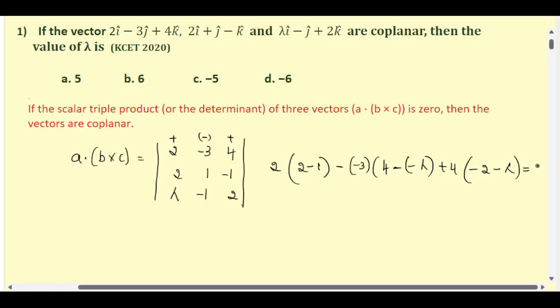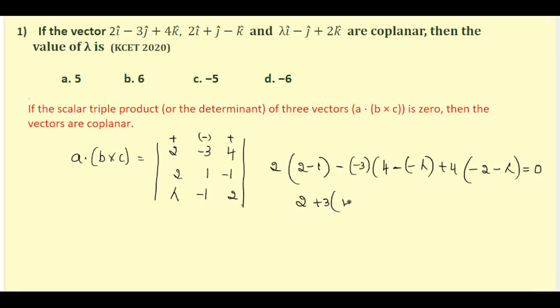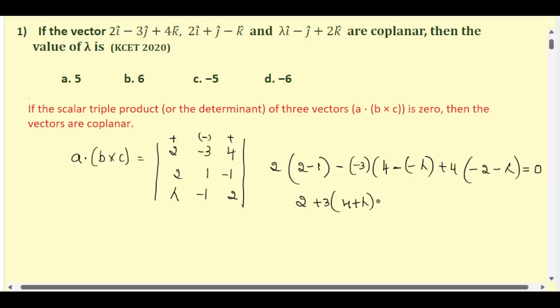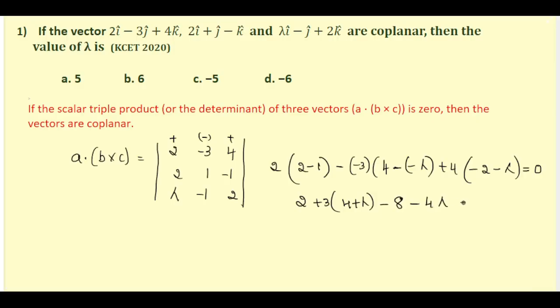This is equal to 0. 2 minus 1 is 1, 1 into 2 is 2, plus 3 into 4 plus lambda. 4 into minus 2 is minus 8. 4 into minus lambda is minus 4 lambda equal to 0, or 2 plus 12 plus 3 lambda minus 8 minus 4 lambda equal to 0. 12 plus 2, 14. 14 minus 8 is 6. Plus 3 lambda minus 4 lambda. So minus lambda equal to 0 or lambda equal to 6. So 6 is the right answer.